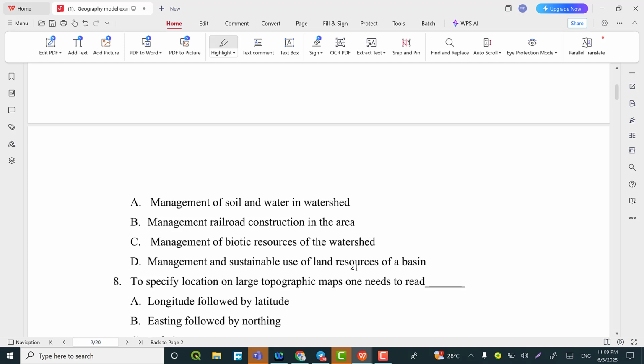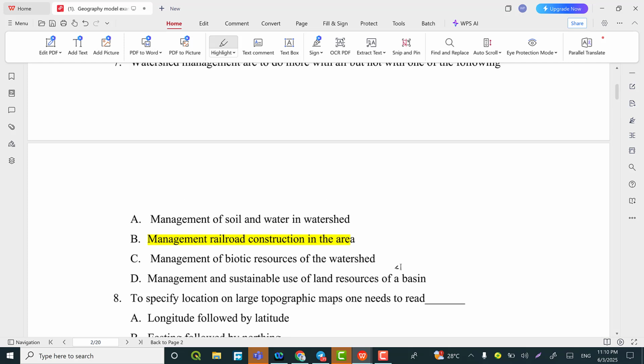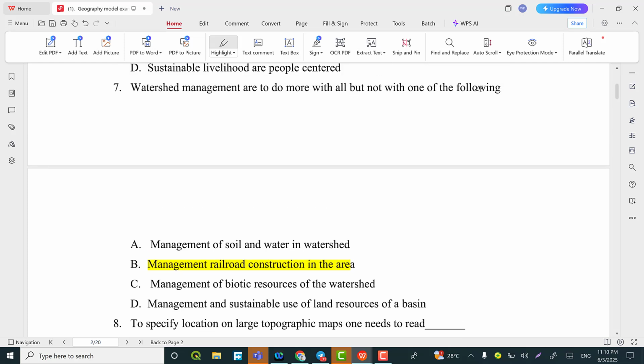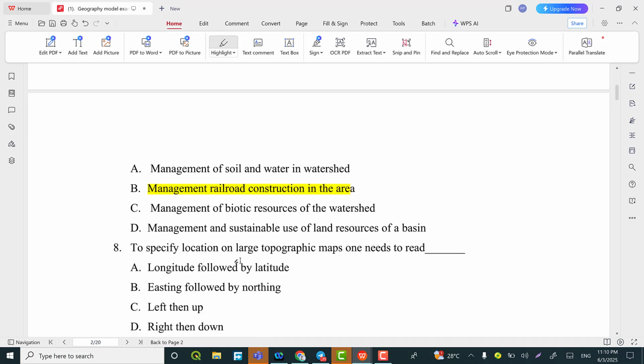Watershed is mainly focused on the biotic and abiotic environment of the watershed. So this is not related to watershed management. So this is not the central issue of watershed management. Management of biotic resource in watershed, yes. Management and sustainable use of land resource from a basin. This is also the answer. So the question is mainly focused, but not within the following. This railroad construction is not the main central idea of watershed management.